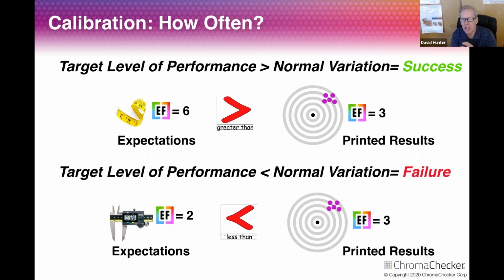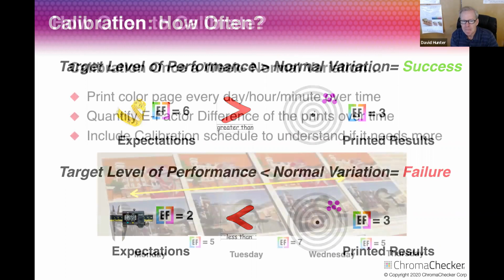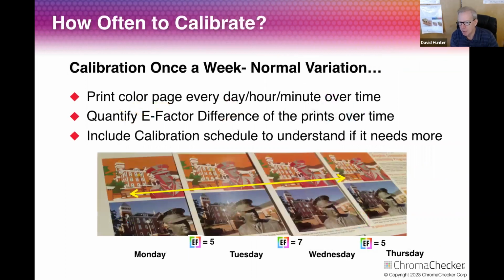That helps you understand how often you need to recalibrate. And in this way, you print your standard target over multiple days, over multiple weeks, and then quantify the difference of the print from Monday to Tuesday. Here we're showing a real-life situation, a delta E of 5. Then the difference from Tuesday to Wednesday is a delta E of 7. And then the difference from Wednesday to Thursday is a delta E of 5.